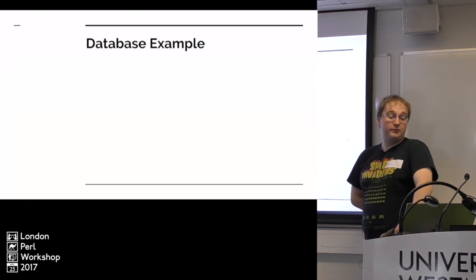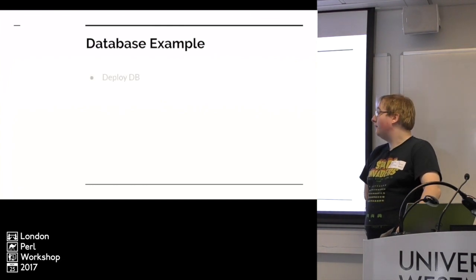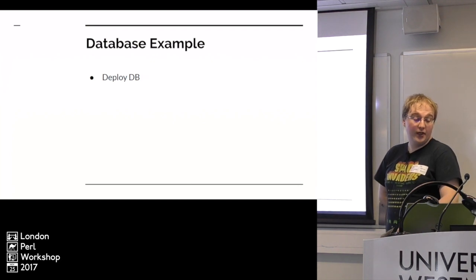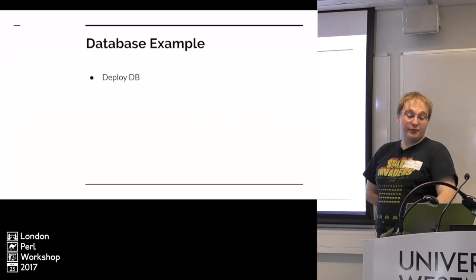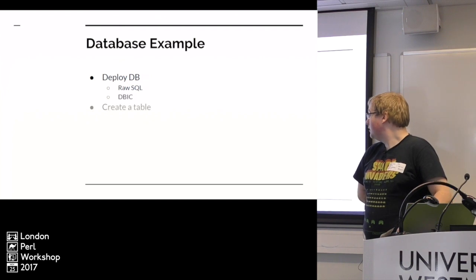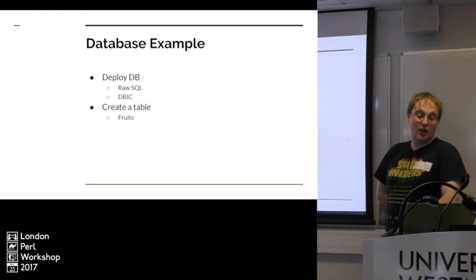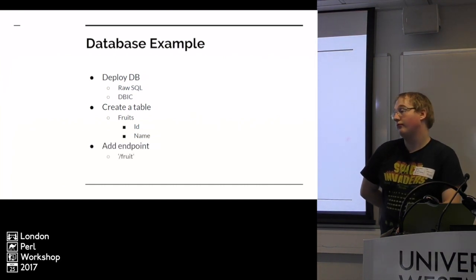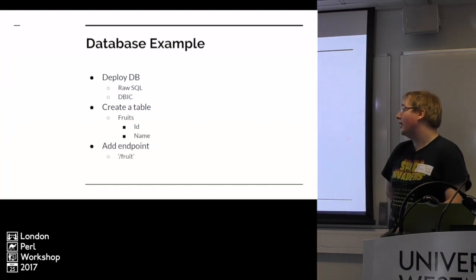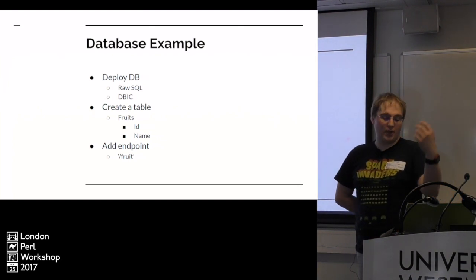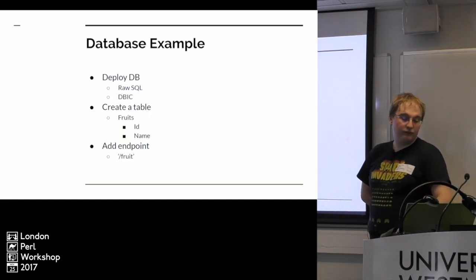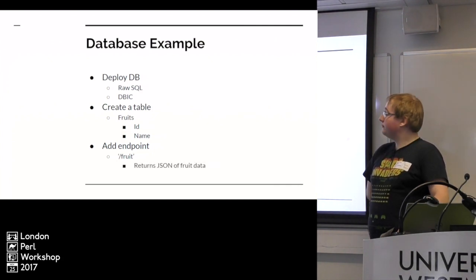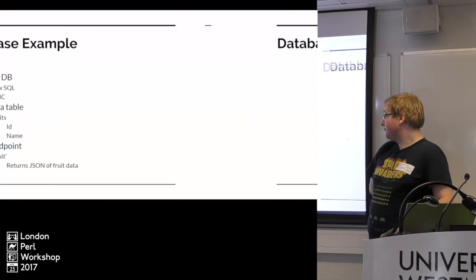Now you've got a database, let's push some stuff to it. I'm going to assume DBIC here, but you can use basically anything for this, including raw SQL if you so desire. So let's assume we have a simple table of fruits and a new endpoint to get them from. So we'll get fruits which have an ID and a name and an endpoint of /fruits on your API. So we need to deploy a database and then put some data in it. And that will return JSON.